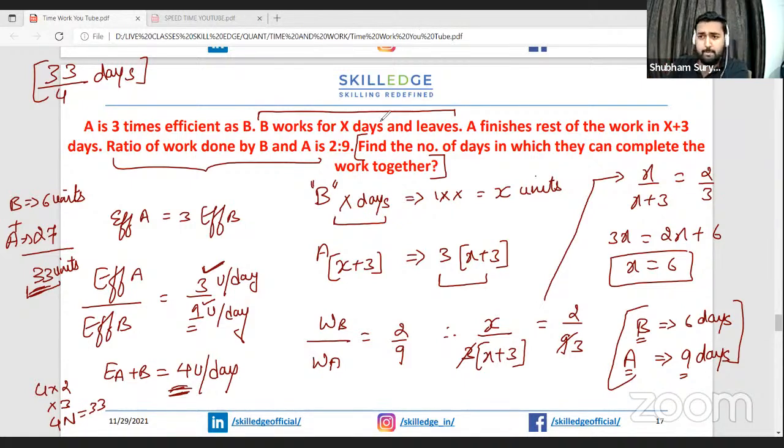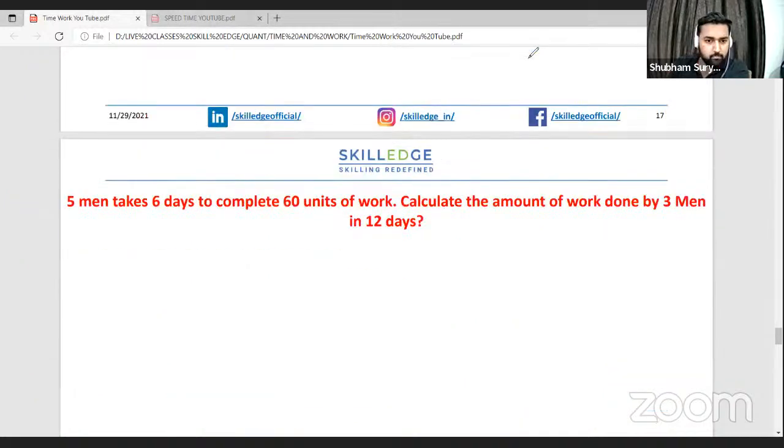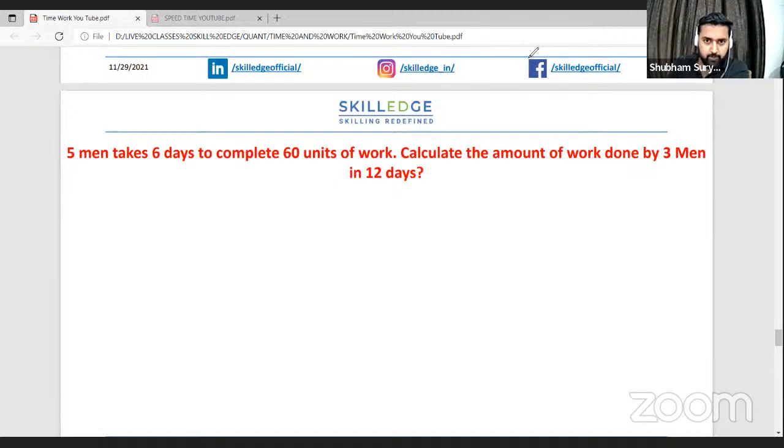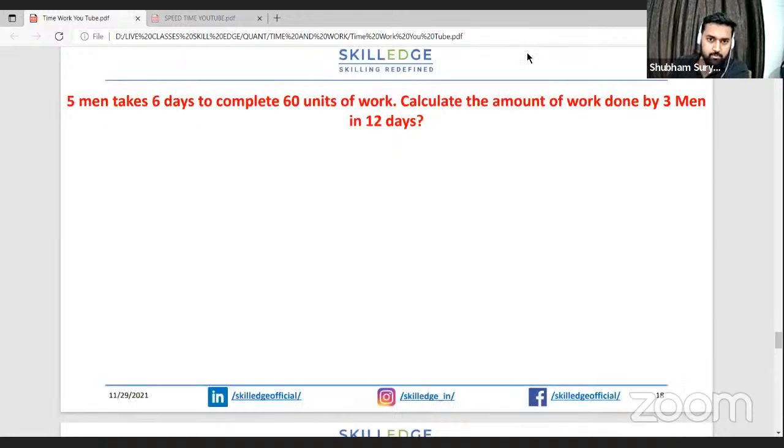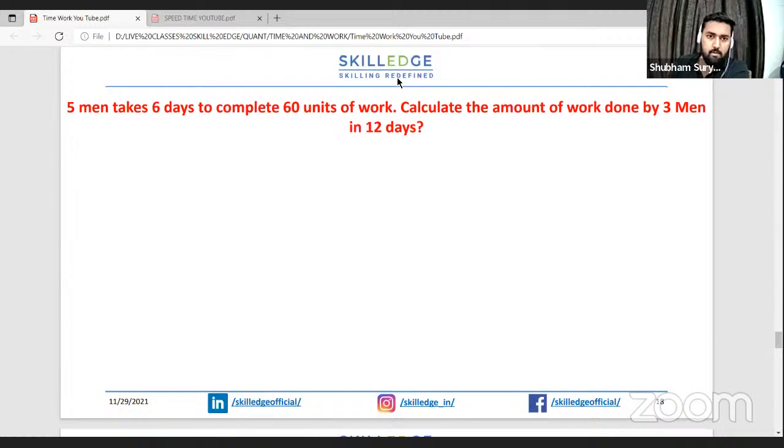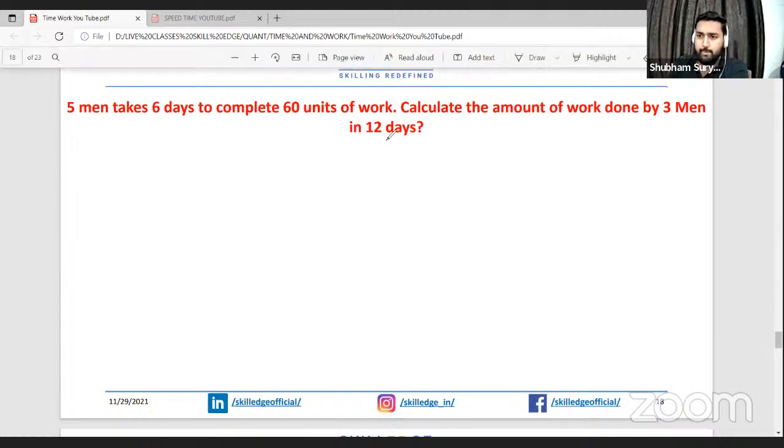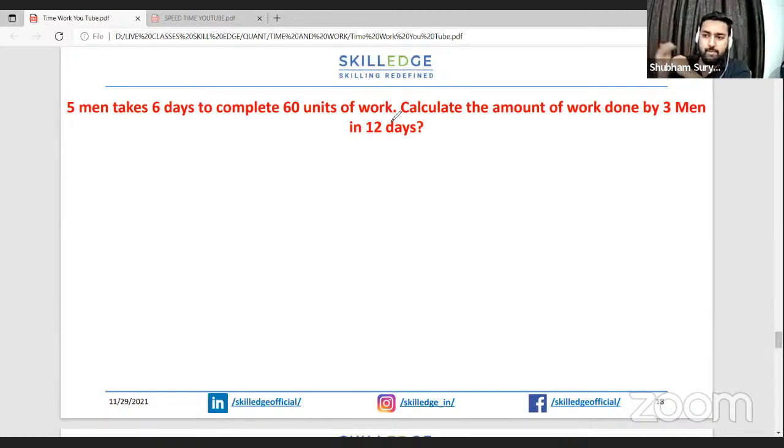Okay, thank you for the responses, guys. Let's move to the next topic now. Okay, so this is a new variety of question with respect to time and work, guys. So I just want you to have a look at this question once. Just try to solve it yourself, guys. Okay, let's see how much time you guys take to solve this particular question. I'll just start a timer for you. First, you try to solve it, and then we'll be discussing the solution and the formula as well for the question. Your time starts now, guys.